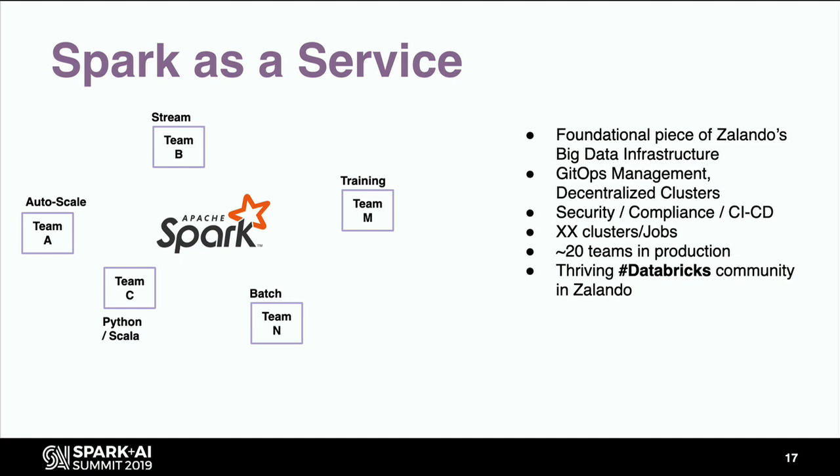We have a lot of clusters and jobs currently running, and around 20 teams in production using Databricks at the moment. We are one of the biggest customers of Databricks in Europe. The biggest win for us has been a thriving Databricks community within a year within Zalando, with around 500 people participating and sharing knowledge with each other. We also have active support from Databricks, and I'm really thankful to my colleagues in Zalando and Databricks for helping us with this asset of community knowledge in Zalando.